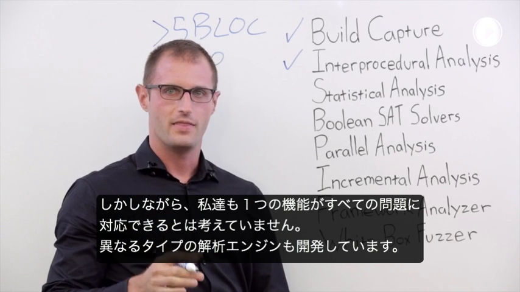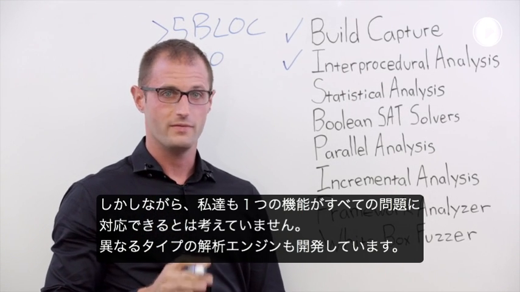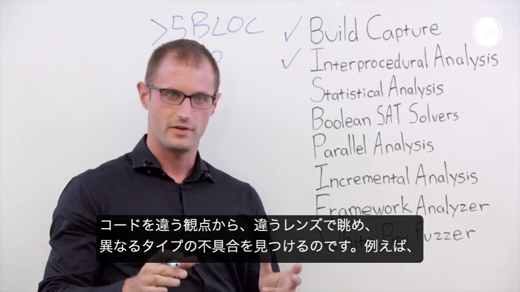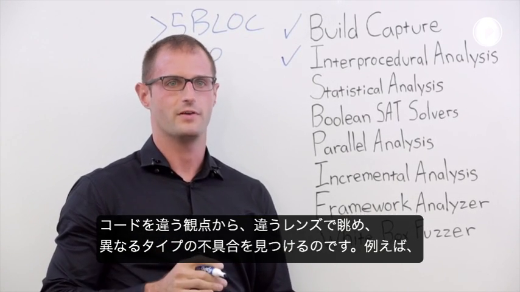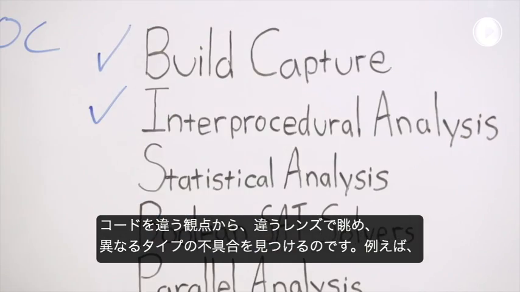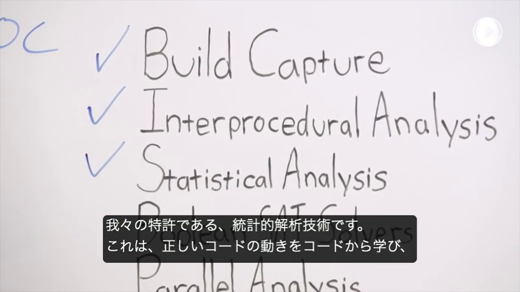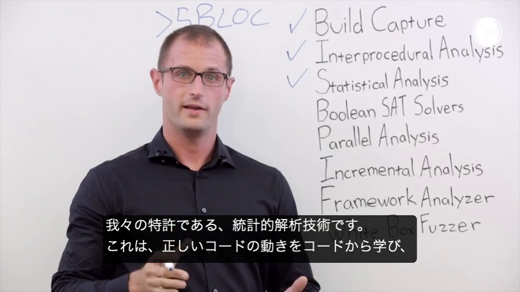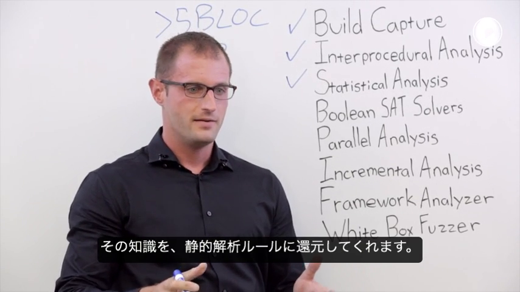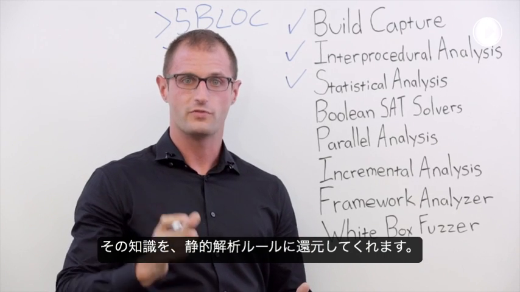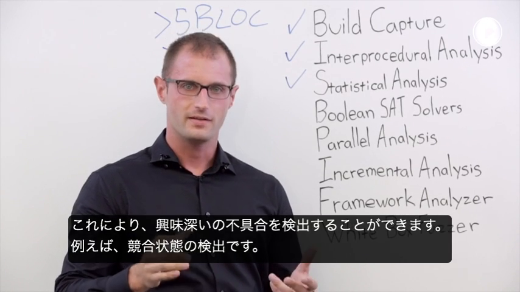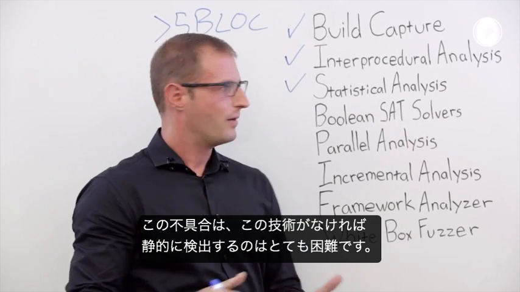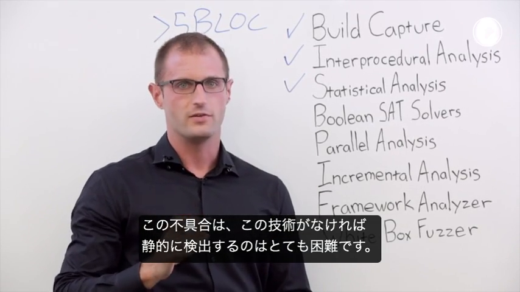But we understand that one size doesn't fit all, so we've actually built some additional analysis engines that look at the code in different ways, through different lenses, and find different types of defects. For example, our patented statistical analysis. This can actually look at the code and learn what is the correct behavior and deduce static analysis rules from that knowledge. This allows us to find some interesting types of defects like race conditions that without this approach would be very difficult to find statically.